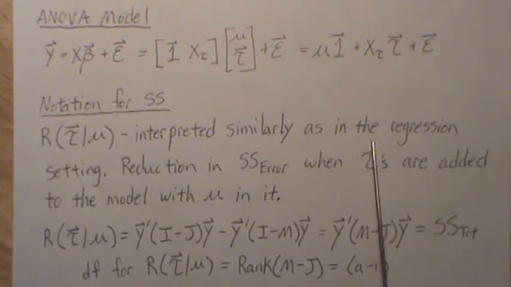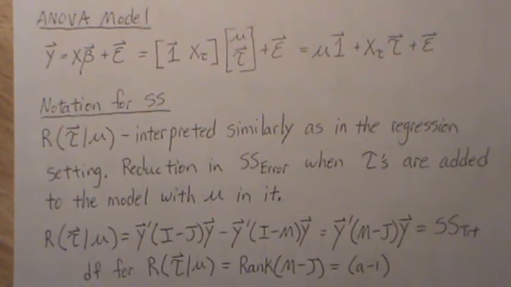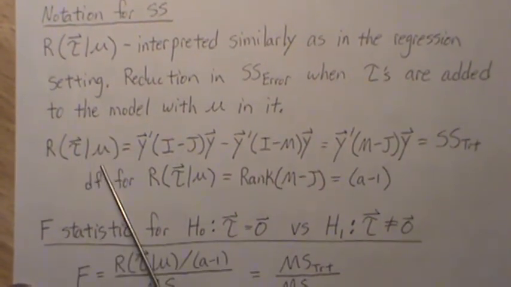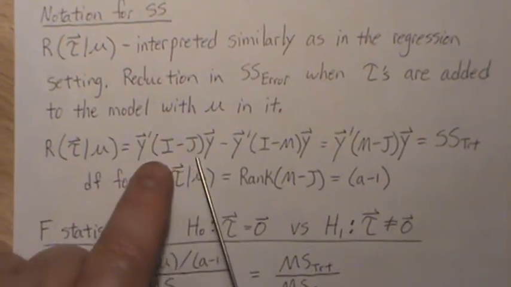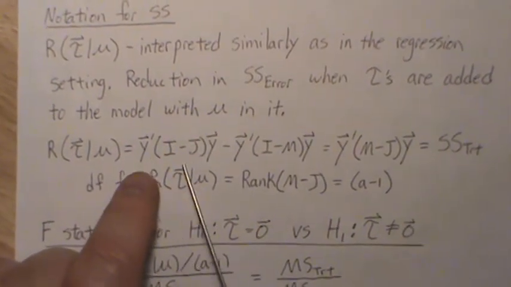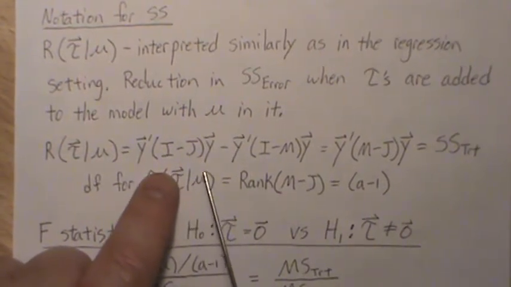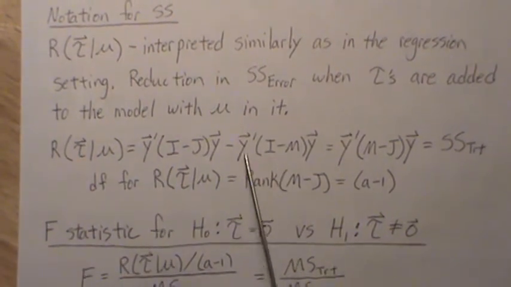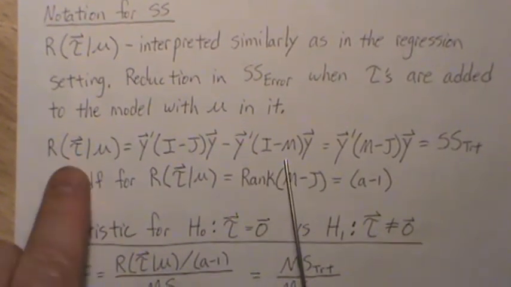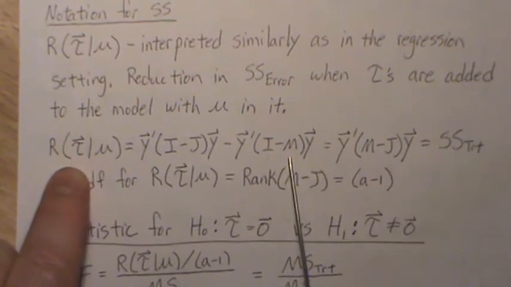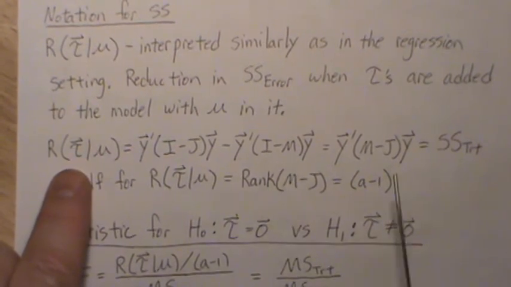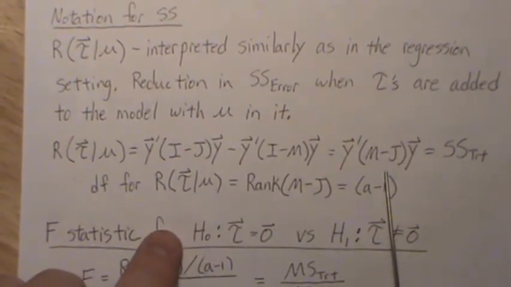Now notice that here we focus on the parameters, whereas in the regression setting, we sort of focus on the regressor variables. So here, R of tau given mu. This is the sum of squares with only mu in the model, and this is actually the total sum of squares if you review some of the previous mini-series in this playlist. And this is the sum of squares error when the taus are in the model. Of course, you take the sum of squares total minus the sum of squared errors, and you get the sum of squares treatment. You do this math and it ends up like this.